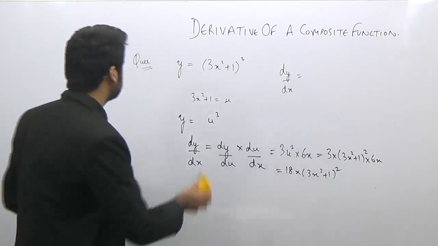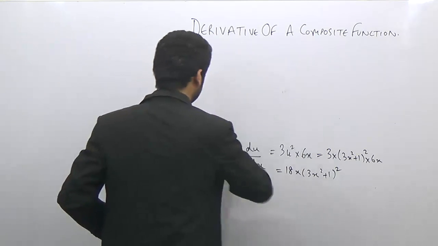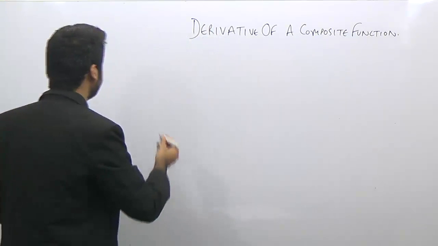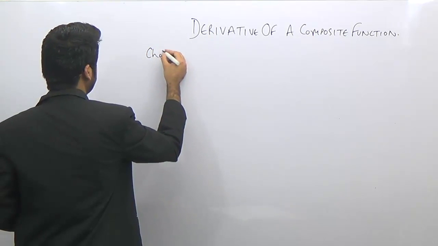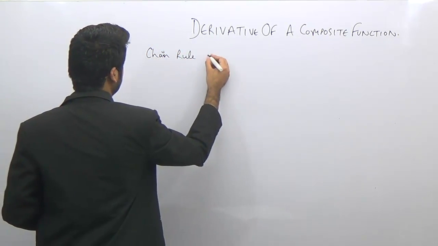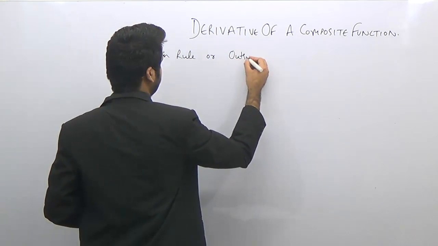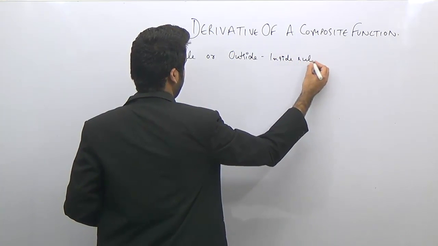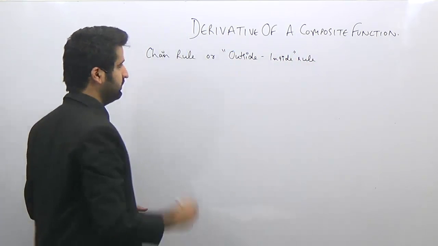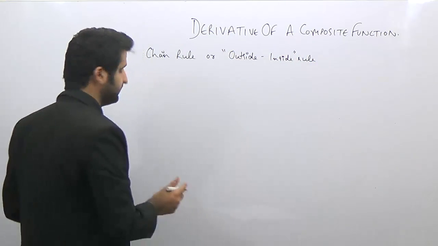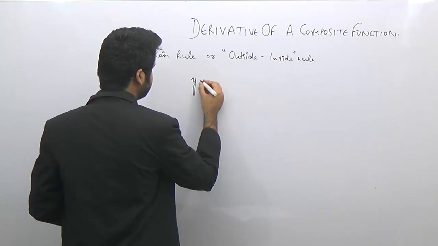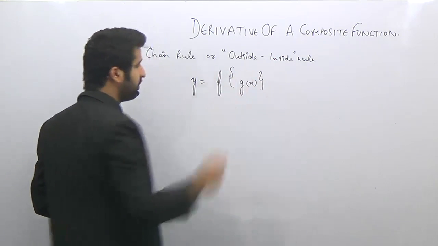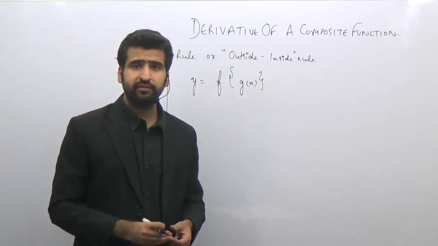Now let's study the chain rule. Why is it called the chain rule? The other name of this chain rule is the outside to inside rule. Let's see why it is called like this. Let's assume the function is y is equal to f of g of x. This is my composite function, y is equal to f of g of x.